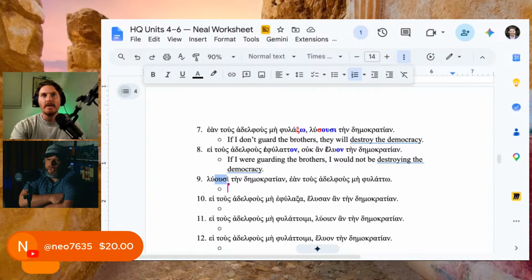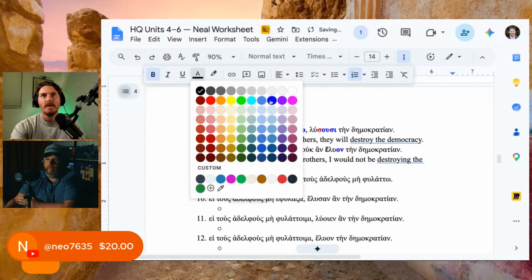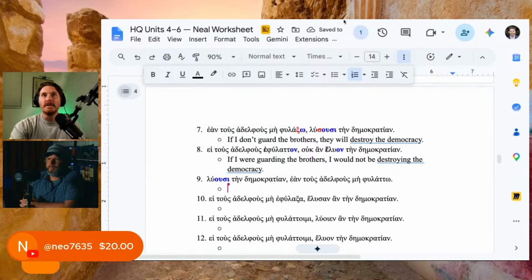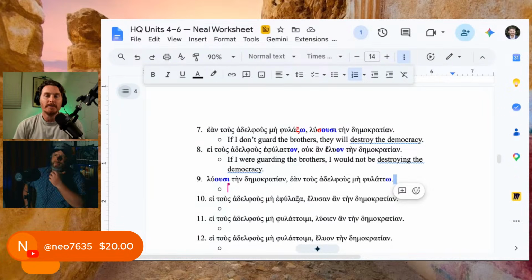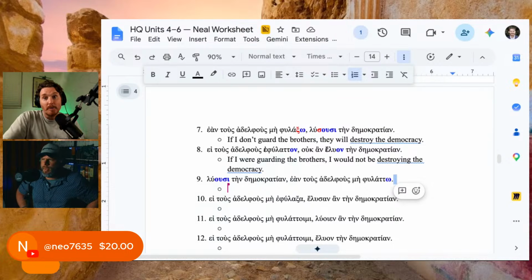Yep. So we got Lususi ten domakritian. You stuck a sigma in there. There actually isn't a sigma. Oh, yeah. Lucy. I mean, I pronounce that word as Liusi, so I have a different pronunciation. But for you, it would be Lucy, and one of them would be a fronted U, and the other one would be the back of your mouth U. But it's hard for you to pronounce. It's easy for me to pronounce. Lucy ten domakritian, ean tous adolphus me fulato. Yeah.